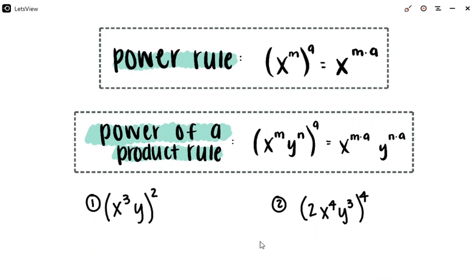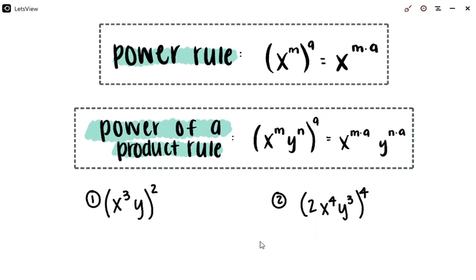All right, so let's go ahead and do some examples with this one. We have a product being raised to the 2. So what we're going to do, you're going to distribute it. We're going to have x to the 3 times 2, y, you know when you don't see it, it's really a 1. So y to the 1 times 2.